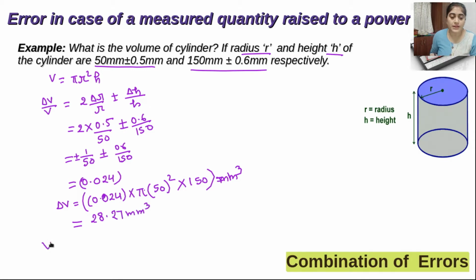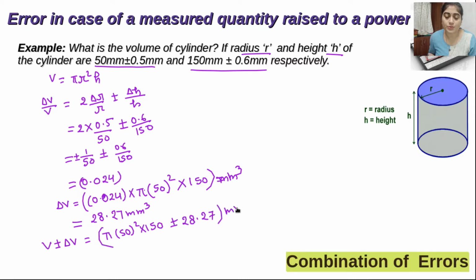So V plus minus delta V equals pi into 50 square into 150 plus minus 28.27. Both things are in mm cube, the units are the same. So this will be equal to 1178 plus minus 28.27. So this is the value.